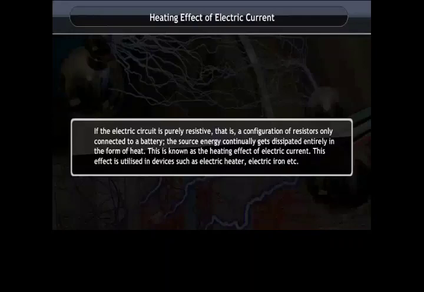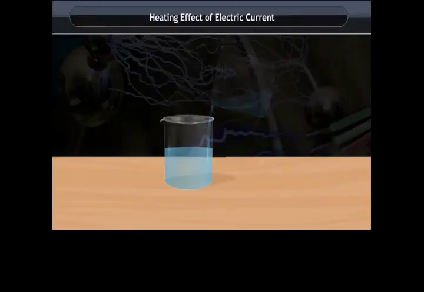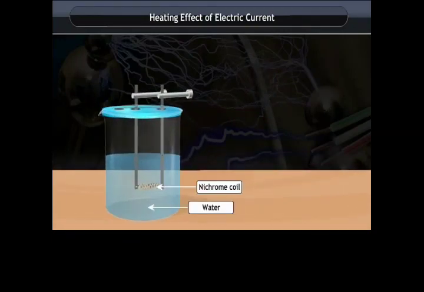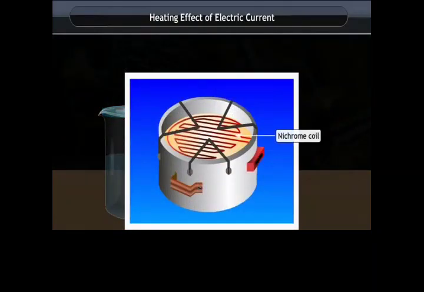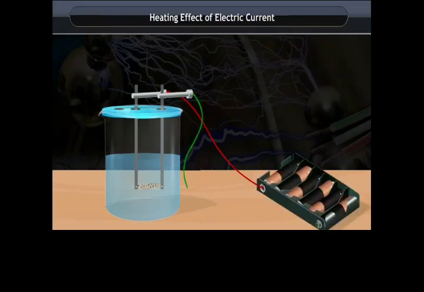Let us do an experiment to understand the heating effect of electric current. Take a beaker and fill it with water. Now take a nichrome coil. It is the glowing coil in a heater. Immerse the nichrome coil in the water and connect it with an electric circuit as shown. Remember, that should be a battery with 6 cells.